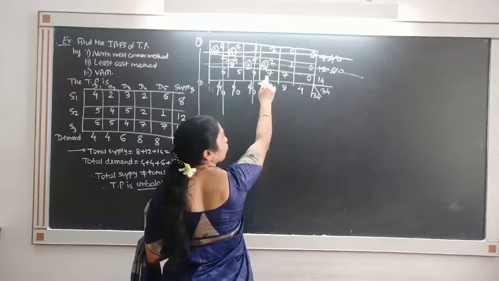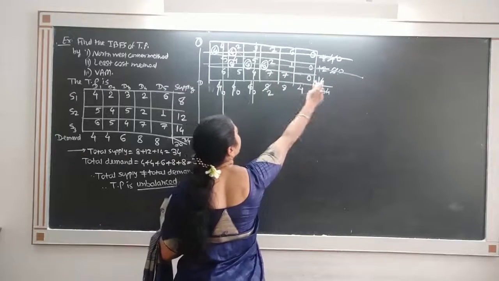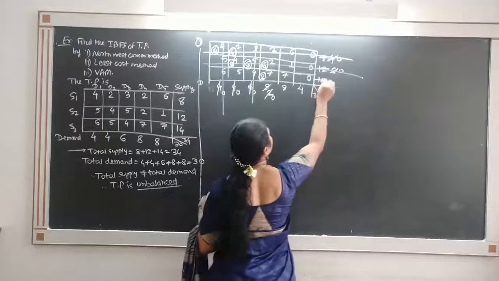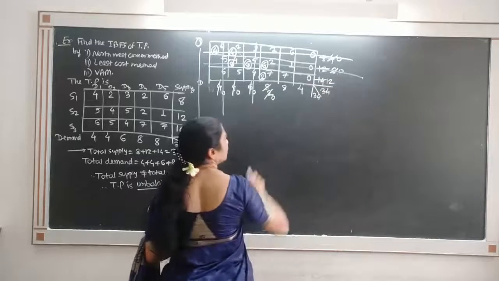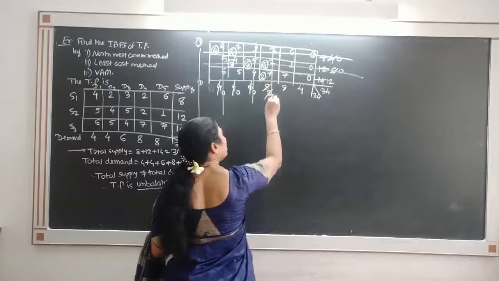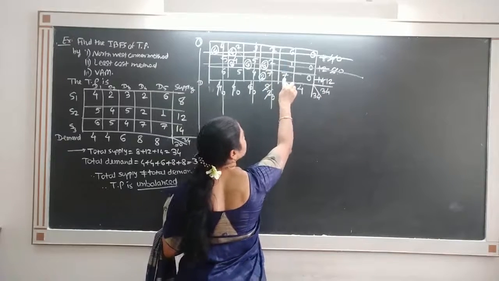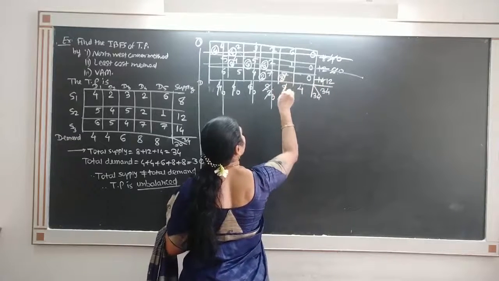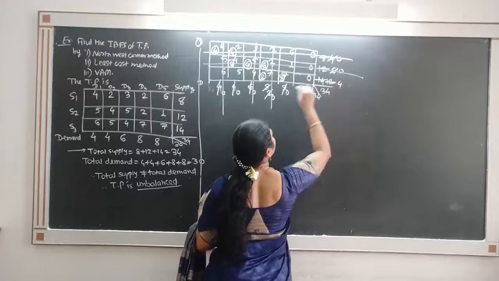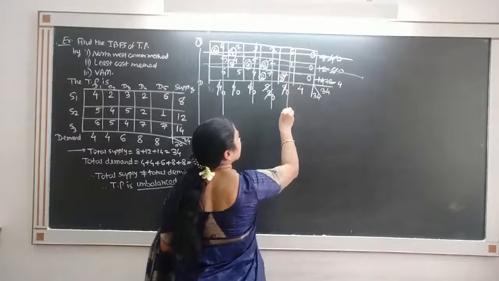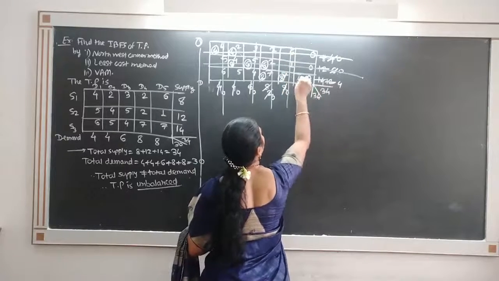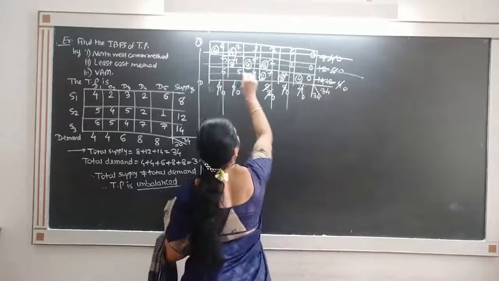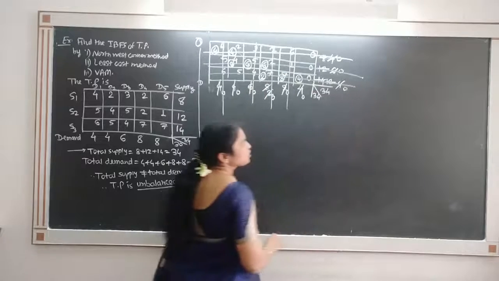The next row is this one. Allocate as much as possible, that is 2. Remains 0, remains 12. The next column is crossed out. Allocate to this cell minimum of 8 and 12, that is 8. Remains 0, remains 4. Column crossed out. And to this cell allocate 4. All the supply and demand get satisfied.